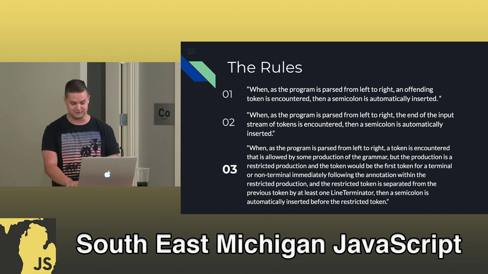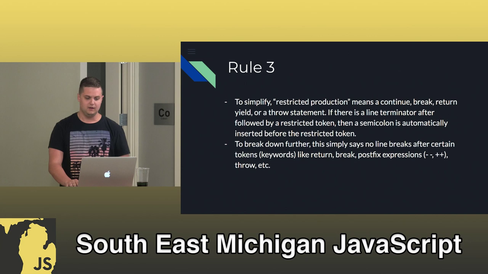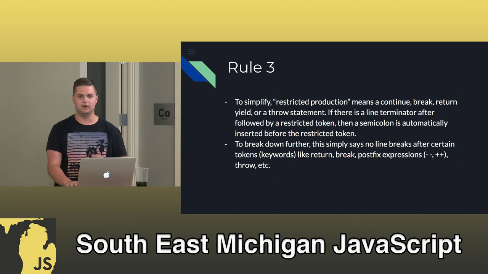Restricted production, all that means is a continue, a break, a return, a yield, or a throw statement. Again, that's a lot of words to say a simple topic, but if there is a continue, break, return, yield, or throw statement, you cannot have a new line terminator unless you plan on ending that statement there. To break this down further, all this rule says is that you can't have a line break after certain tokens that I listed above, the continue, break, return, yield, or throw, or postfix operations like plus plus, minus minus. And we'll look at this rule too.